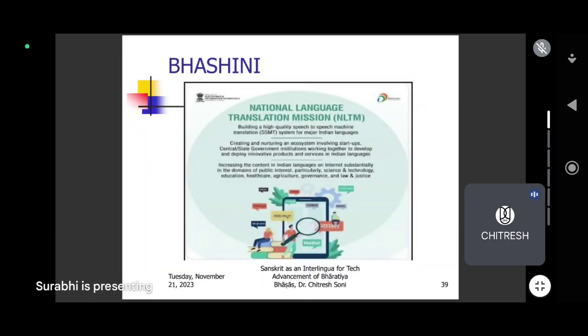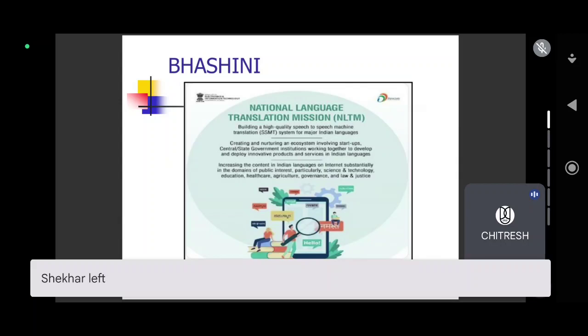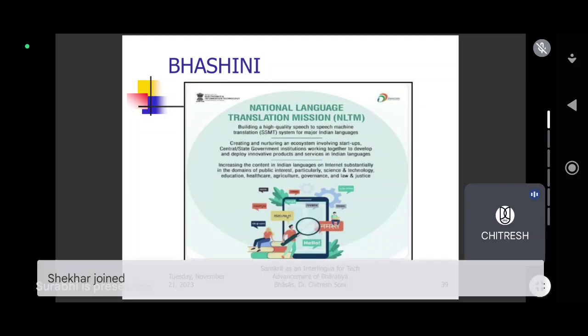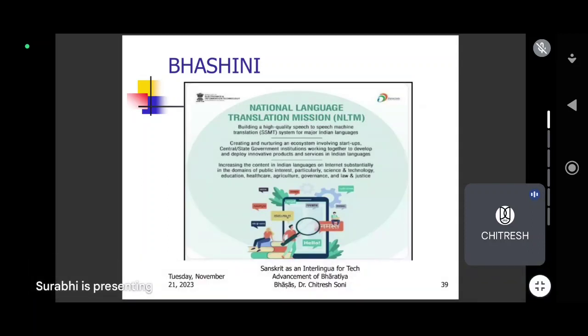So the objective of Bhashini or NLTM is building a high quality speech to speech machine translation system for major Indian languages. I think the speech part is done by many institutions, but IIT Madras is currently taking the lead with 12 annexures, and they have further distributed it. I will further discuss it in the coming slides.